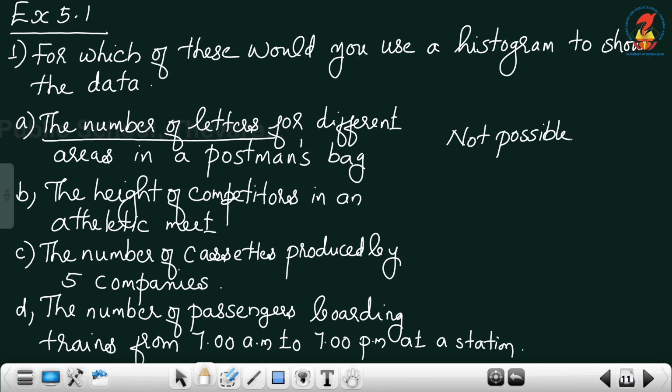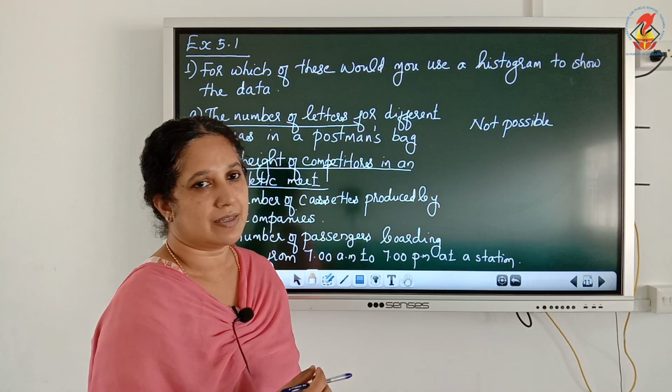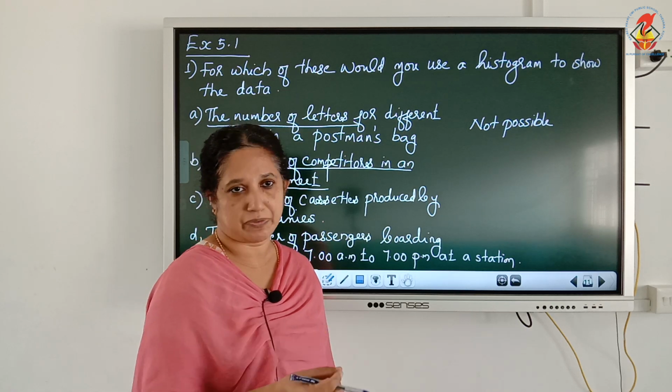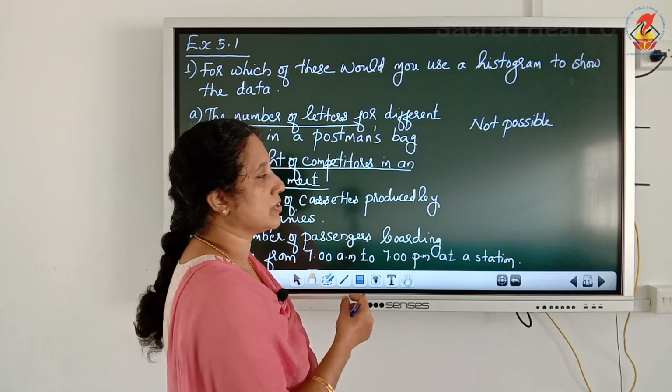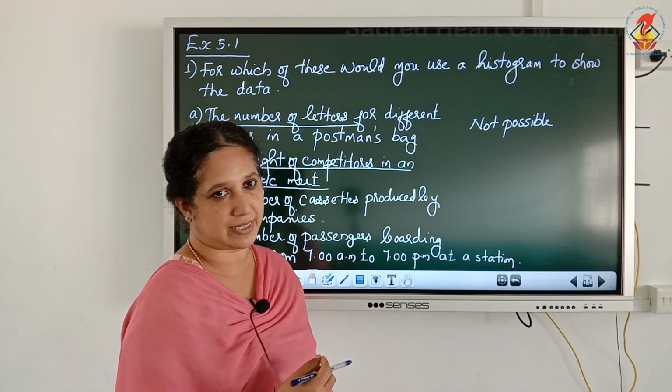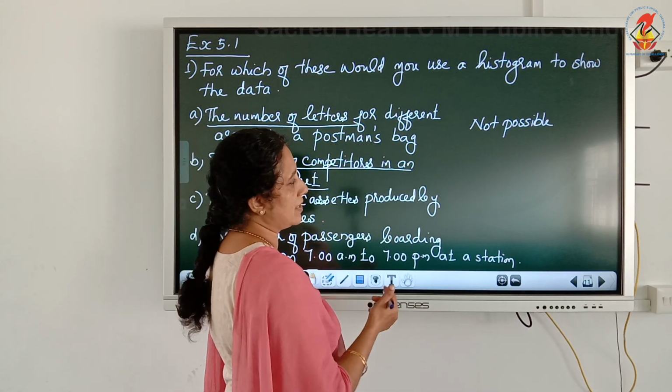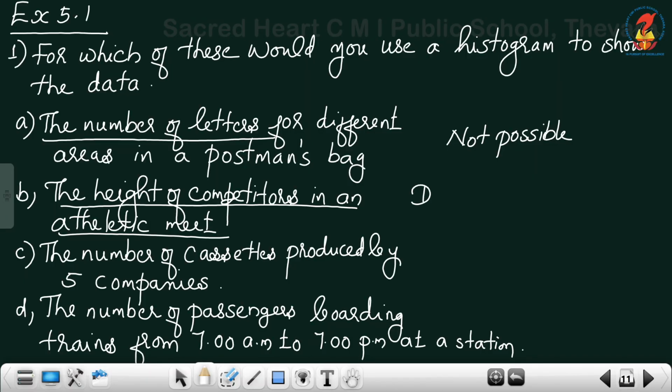Then second one, the height of competitors in an athletic meet. The height of the competitors can be divided into different groups. It is possible. So we can say that we can draw a histogram for the corresponding data. So what is the reason we can write? Data can be divided into different groups.